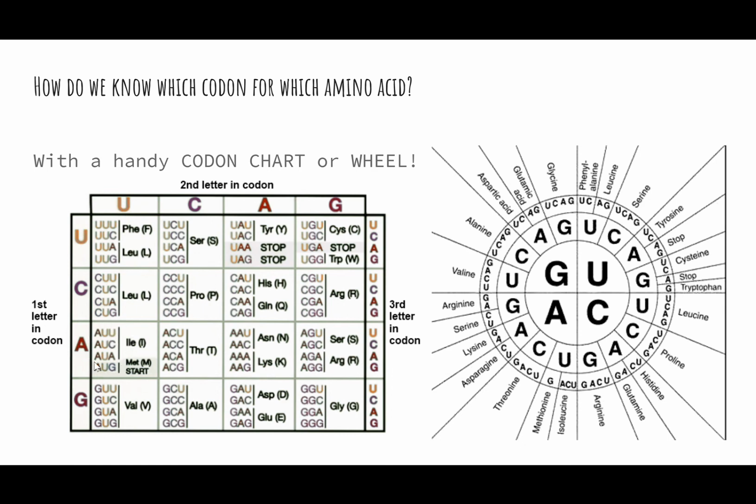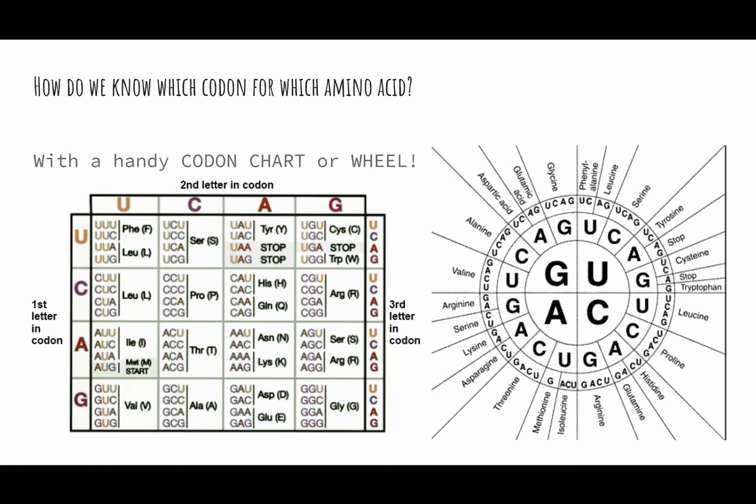And let's look in here. Now we've got AU and then G here. So that codes for start. And that is the amino acid MET, which can be represented with an M. Its full name is methionine. Okay, and so that is how you would read this chart to figure out, what does this code actually mean?